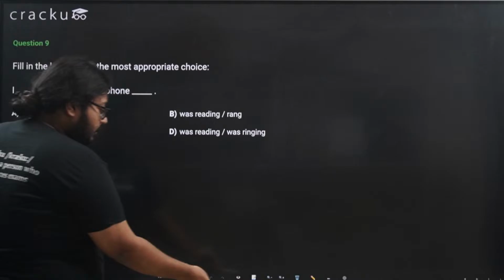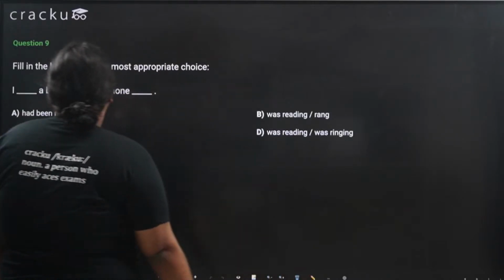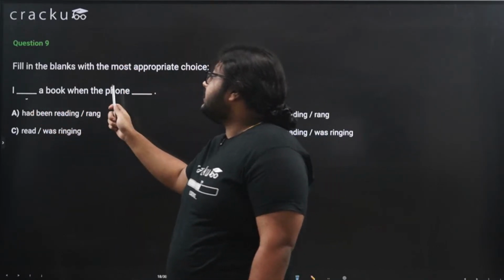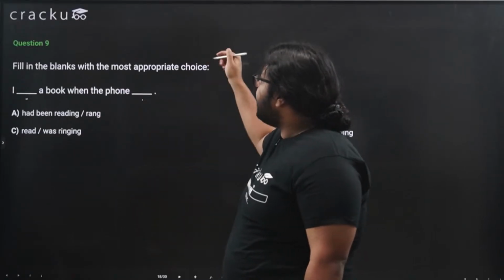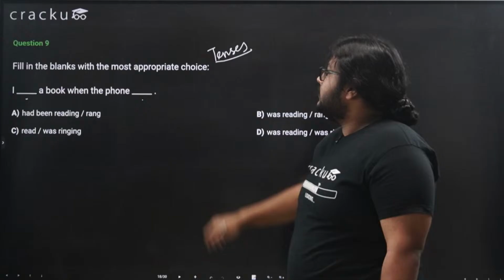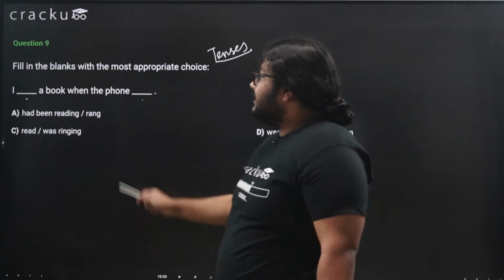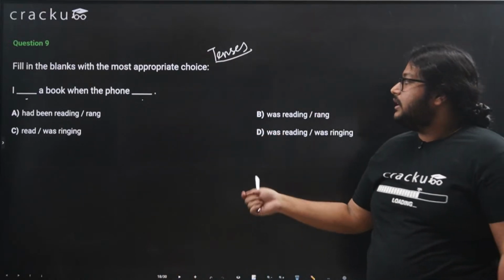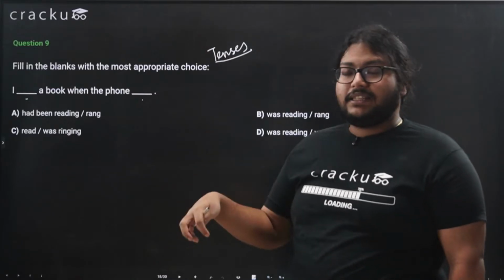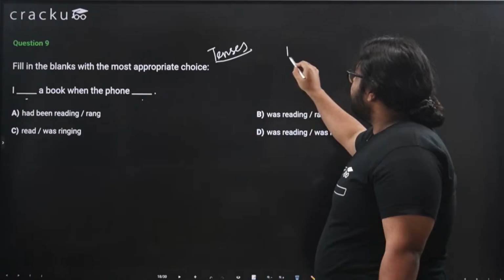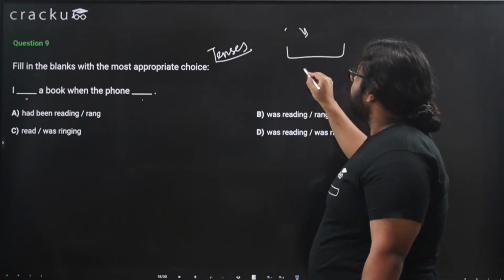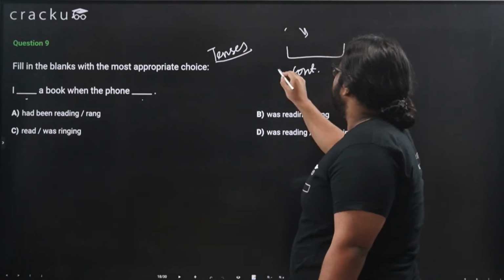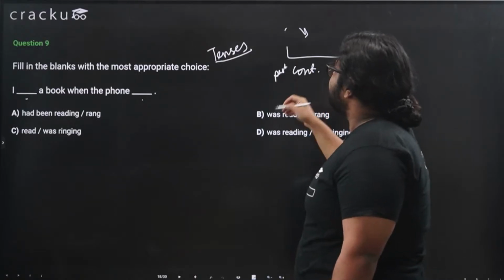Okay, and in this question, the question reads, fill in the blanks with the most appropriate choice. I dash a book when the phone dash. So this is again a case of tenses. You have to identify the correct tense. This is a case of one action taking place in the middle of another action. When that happens, the action which has been continuing for a long time will be a continuous tense, past continuous, let's say, past or present continuous, both work.